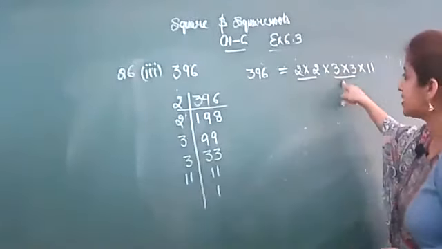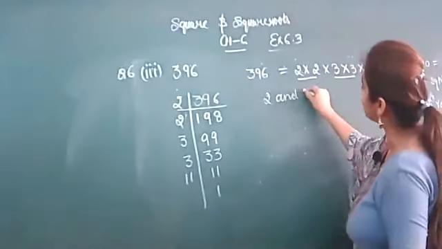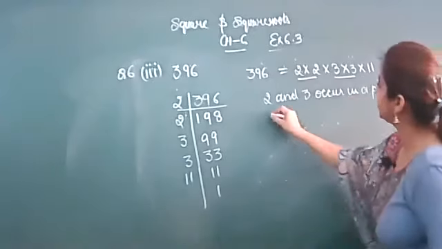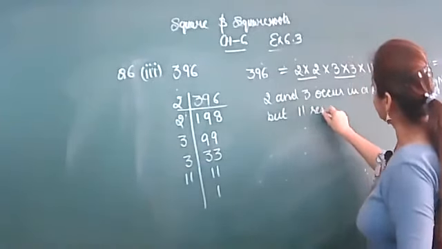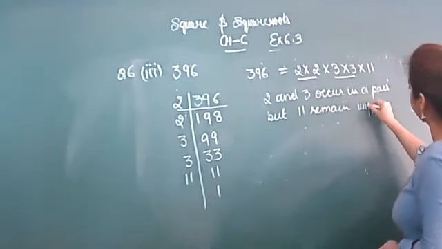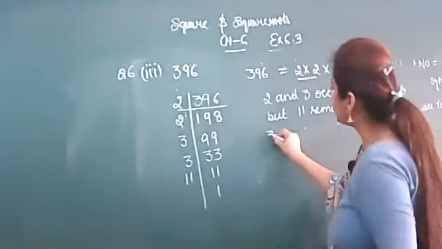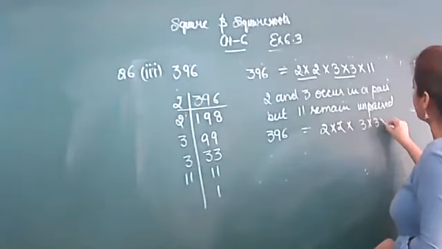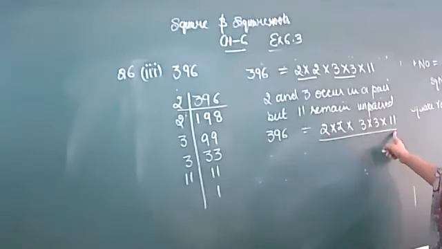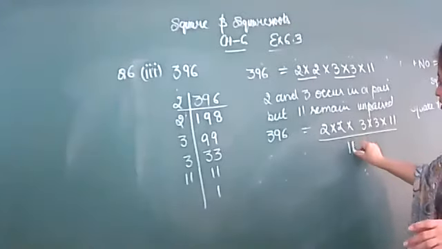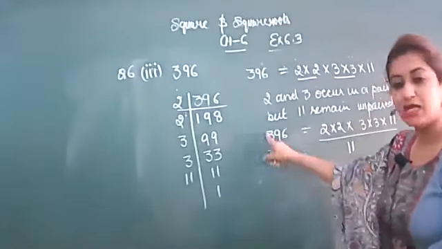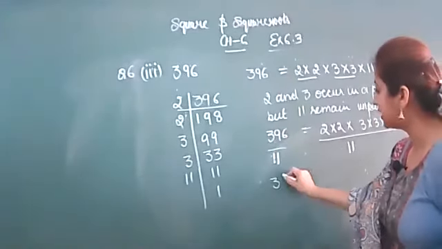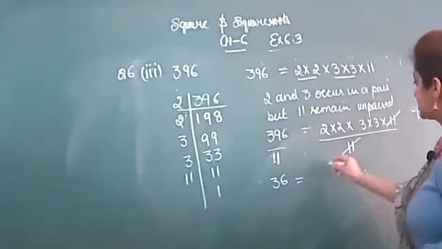Yes, 2 is occurring in a pair, 3 is occurring in a pair, so you will write 2 and 3 occur in a pair, but 11 remains unpaired. So 396, earlier you multiplied by the missing number, now you will divide it by the extra number. This extra is 11, which we don't need. So you will divide it by 11 on both sides. When you divide by 11, 11 threes are 33, 6 is left, so 36. Now 11 will cancel out.